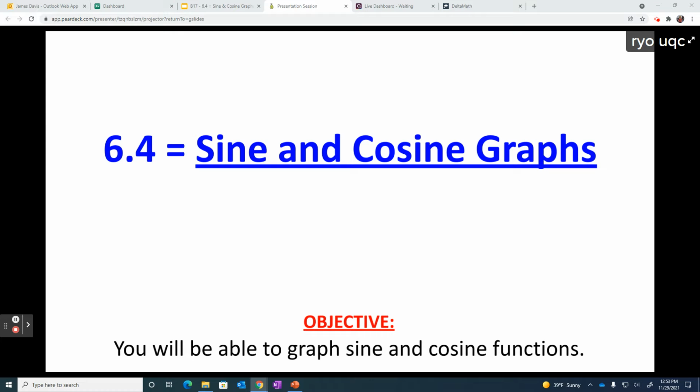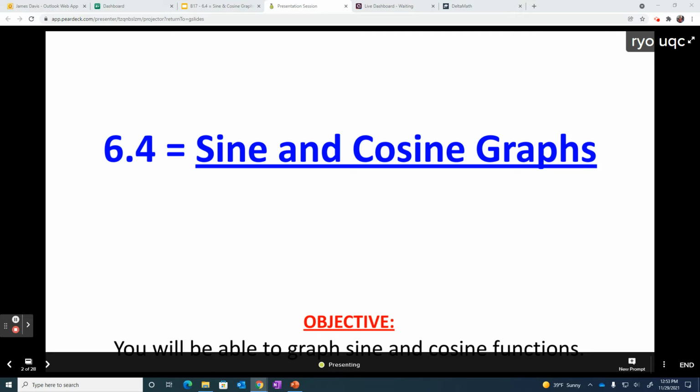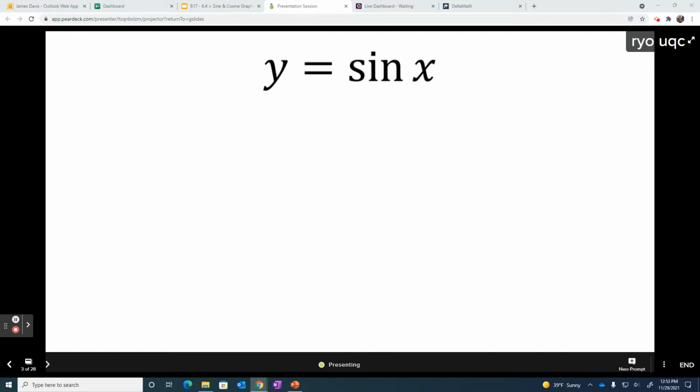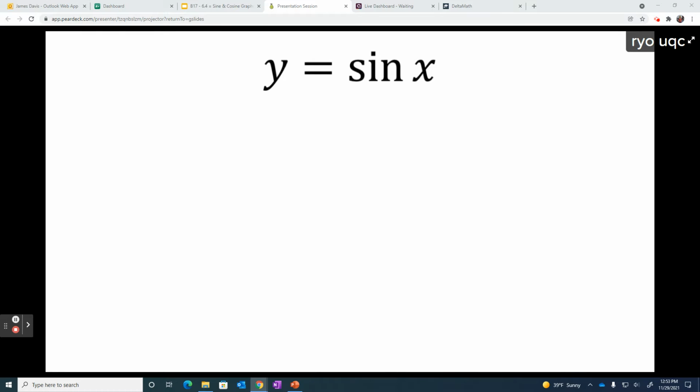So we're going to start from the beginning with what sine and cosine look like, what their qualities are, and then we're going to do some problems where we have to find the different properties of some graphs. All right, so really only two slides, but we're going to pack it full of information.